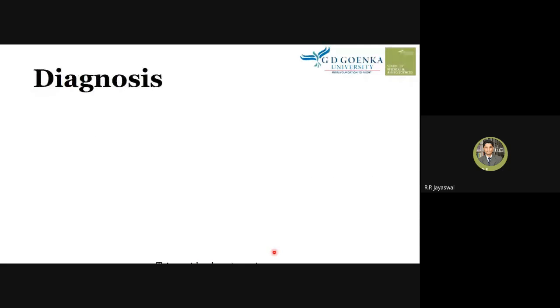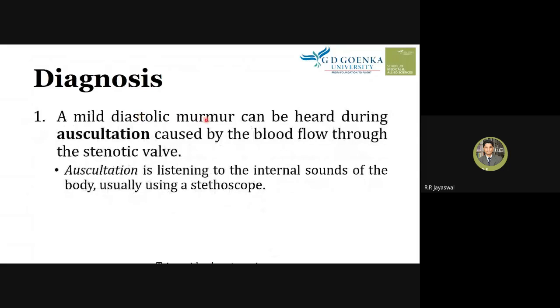What are the diagnoses for tricuspid valve stenosis? It is a mild diastolic murmur, a sound which can be heard during the auscultation process, caused by the blood flow through the stenotic valve. When the tricuspid valve becomes stenotic, the blood flow is abnormal, and this abnormal blood flow produces murmur sounds which can be heard during auscultation.